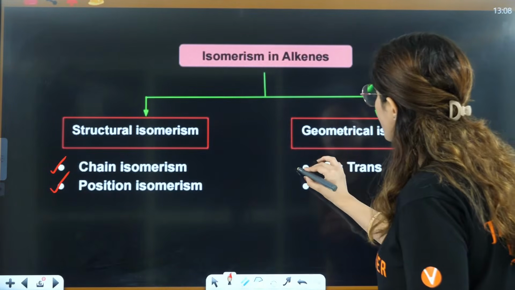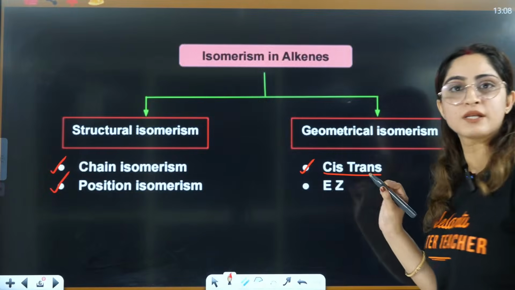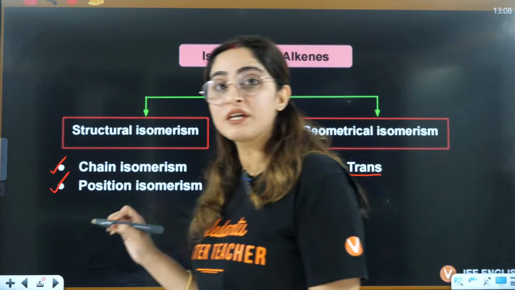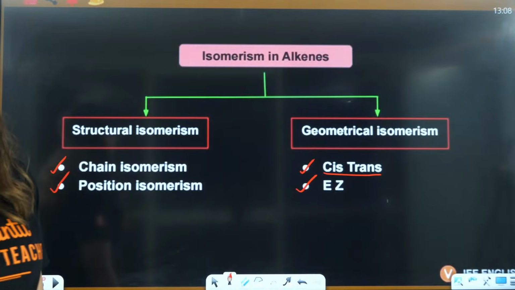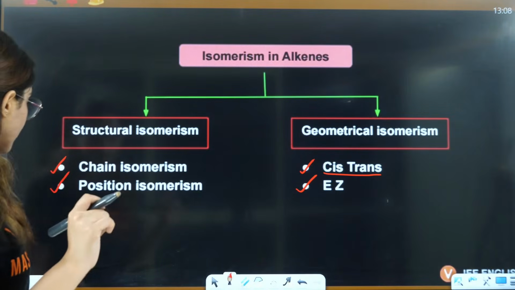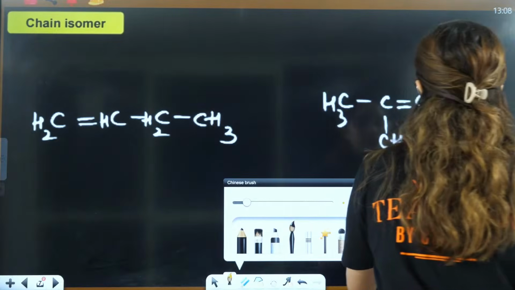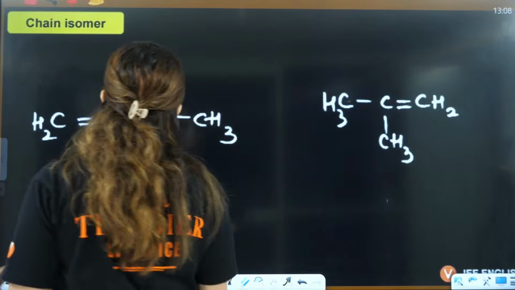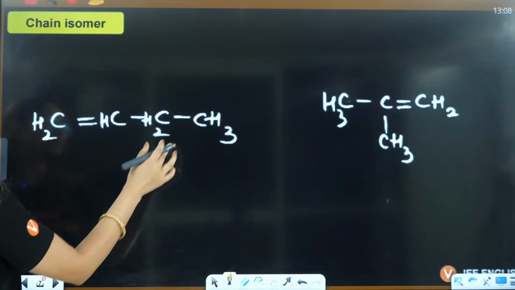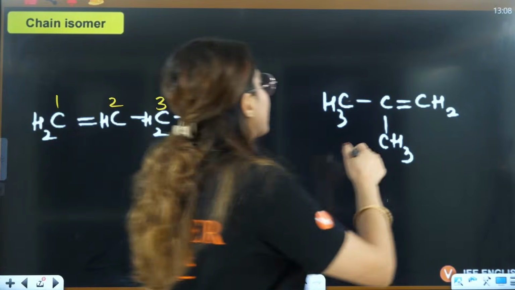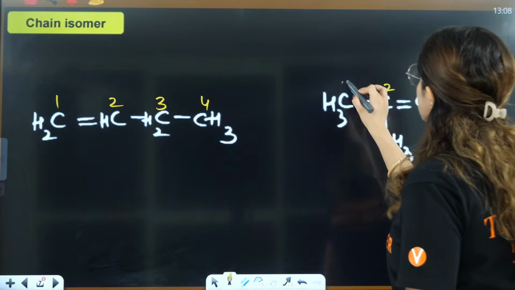Then they also show cis and trans isomerism that we have observed. They also show E and Z configuration isomerism that we have seen already in the isomerism part, right? Now, when you talk about chain isomers, what exactly is a chain isomer? In chain isomerism, if you see, here the parent chain is 4 carbons, but here the parent chain is 1, 2, 3 carbons.